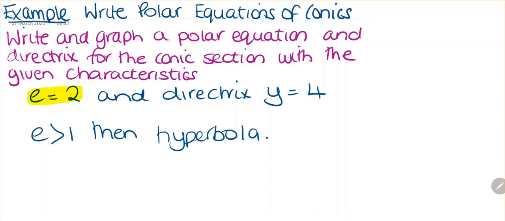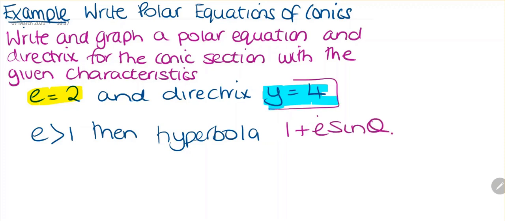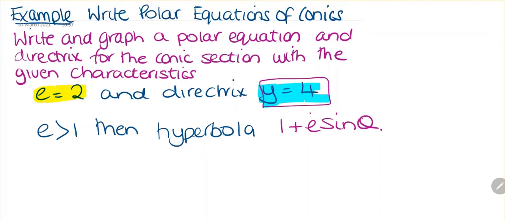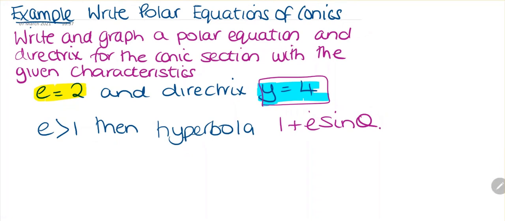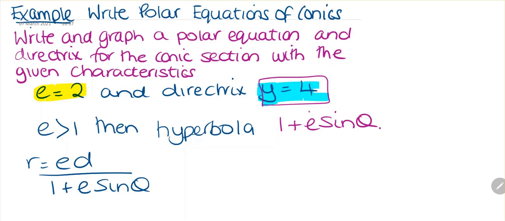If we look at the directrix, it tells us that we're looking at the line y is equal to 4. Y is associated with sine, so we're going to be looking at sine. So 1 plus e sine. Let's change that. So it's going to be 1 plus e sine of theta because the directrix is positive. So we need to write our equation in the form of ed over 1 plus e sine of theta.